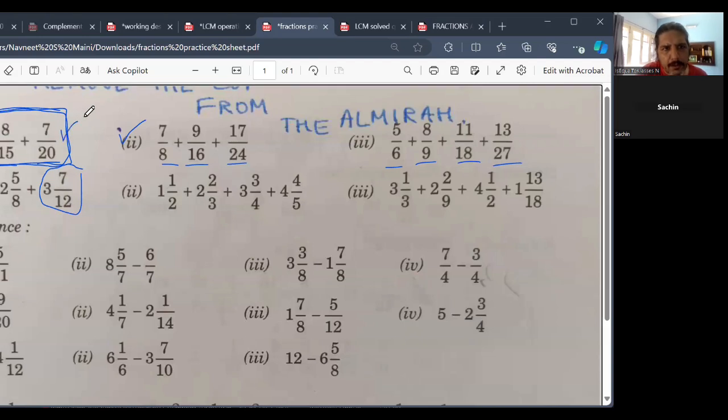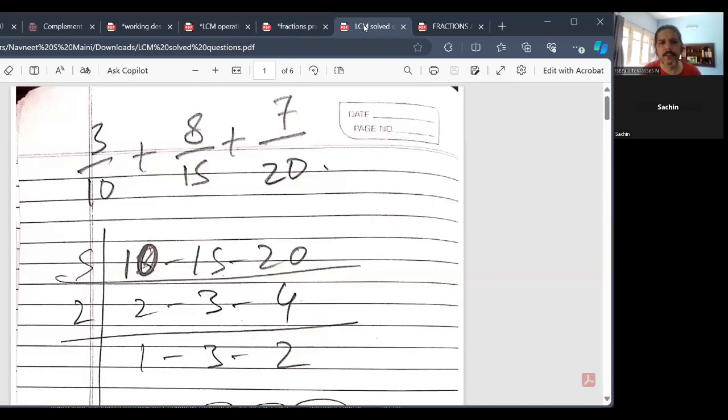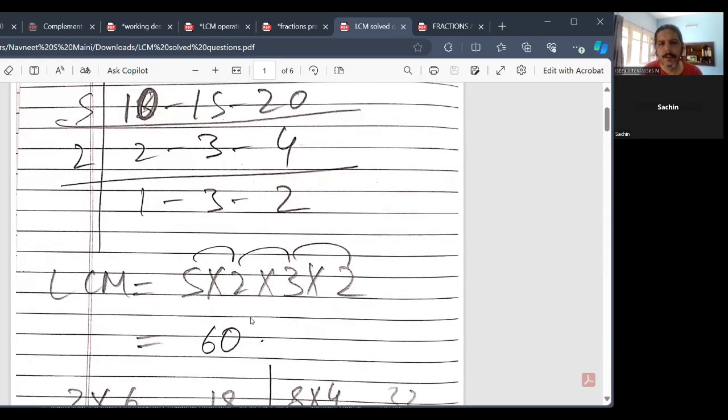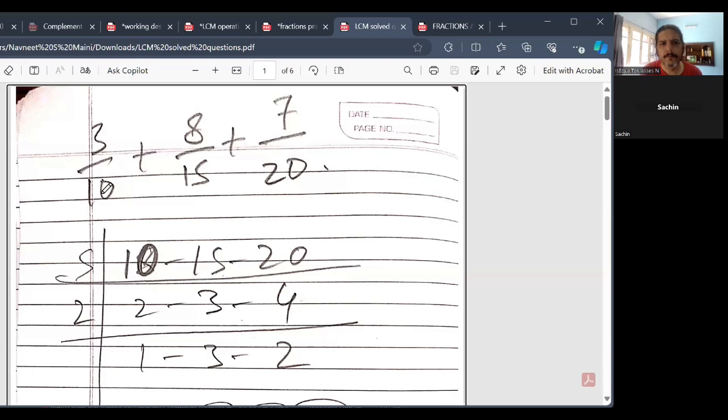So for example, in the first question, 3 by 10, 8 by 15, 7 by 20. What was the LCM of the denominators 10, 15 and 20? 60. So you took the LCM. I think this is how you would have done it. 10, 15, 20, the LCM is 60. I did it in my head because I know that it's 60. No, it is absolutely fine. It depends upon your comfort. If you want to write it, you can; otherwise, you can skip the step. That is absolutely not a problem.